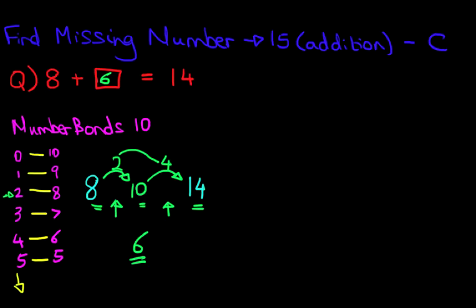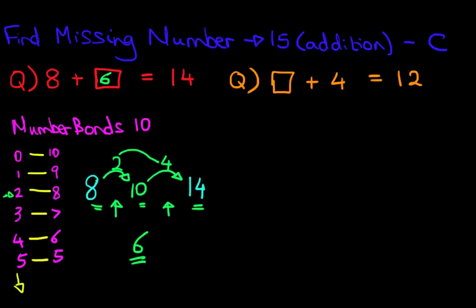Now let's have a look at another question where we are going to look for the first number. So let's have a look at our example. We have got something plus 4 equals 12. Now again, you can use the dot method, the number line, or the counting method, but let's have a look at the number bonds that we've been using and try to work this out with mental arithmetic.